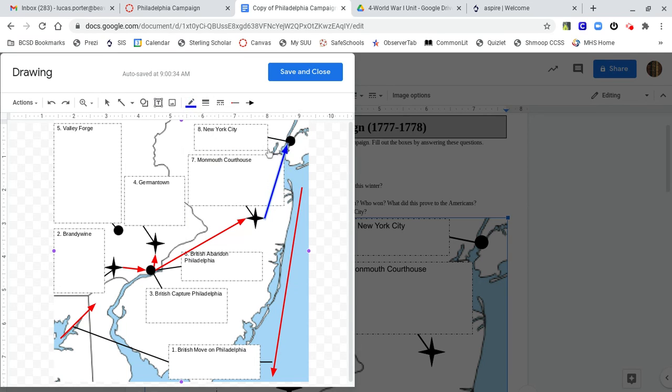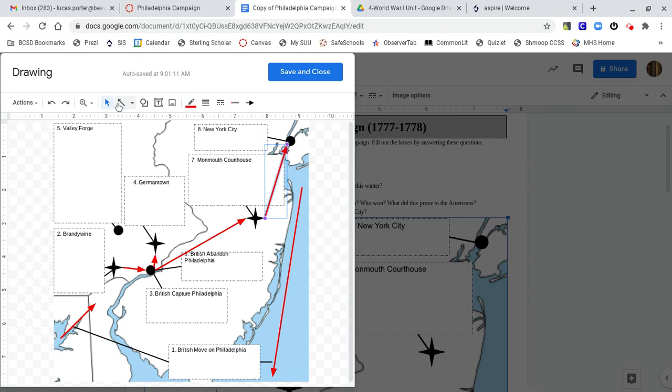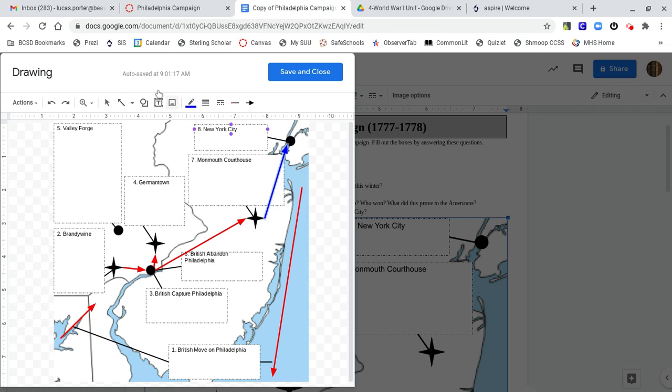So now I'm going to change that. Oh, nope, I don't want to change that yet. Make a new line. Okay, so I'll click on that to do a new line. My line is now going to be blue. Oh my gosh, it's still clicking on it.